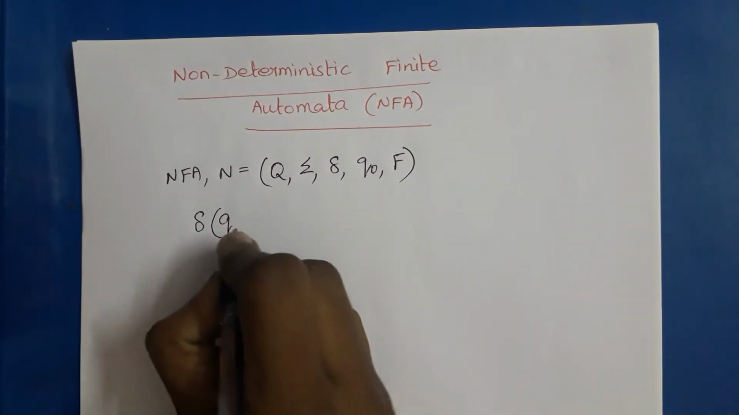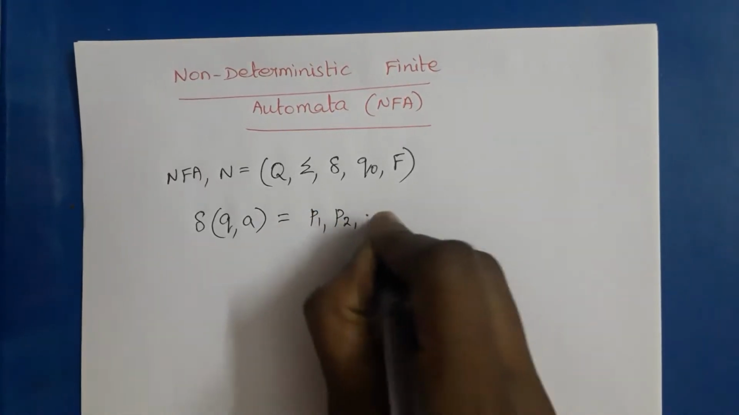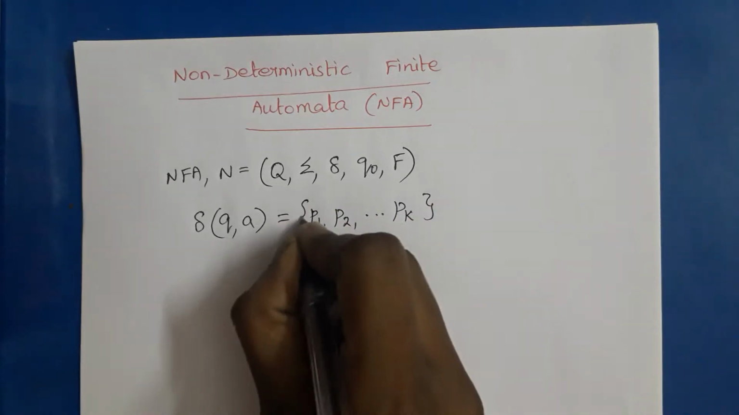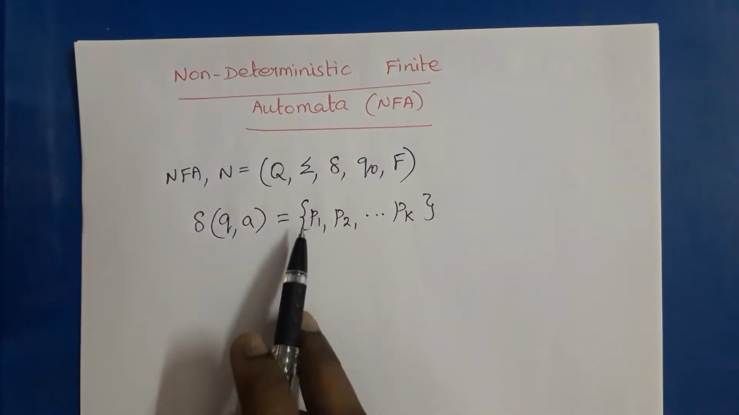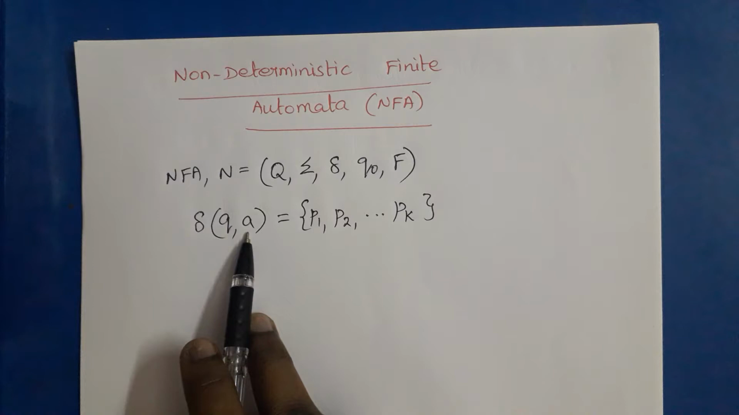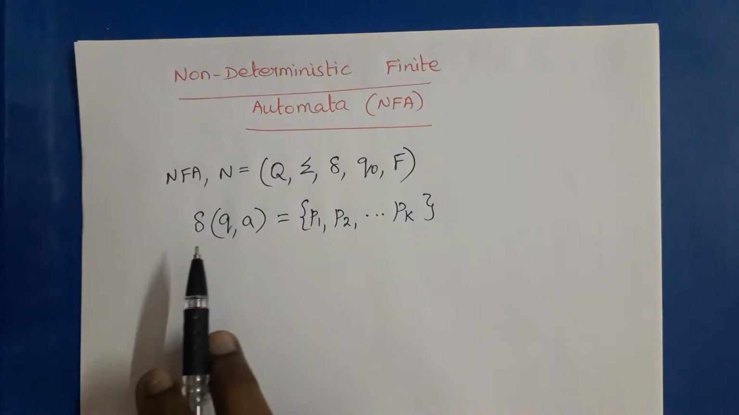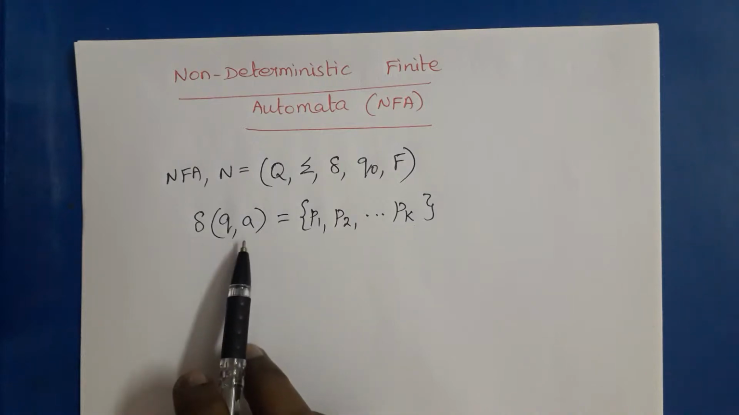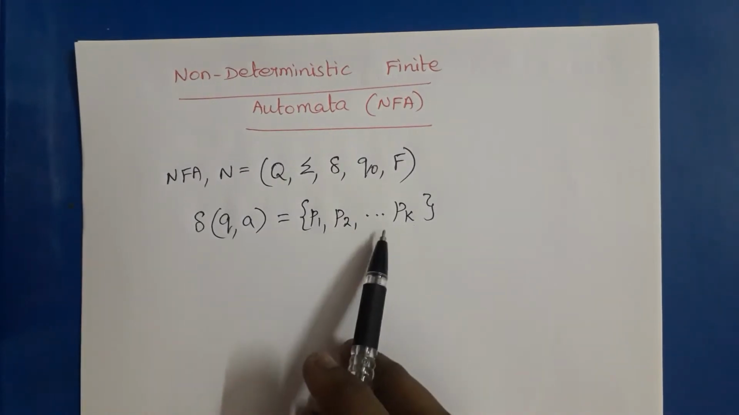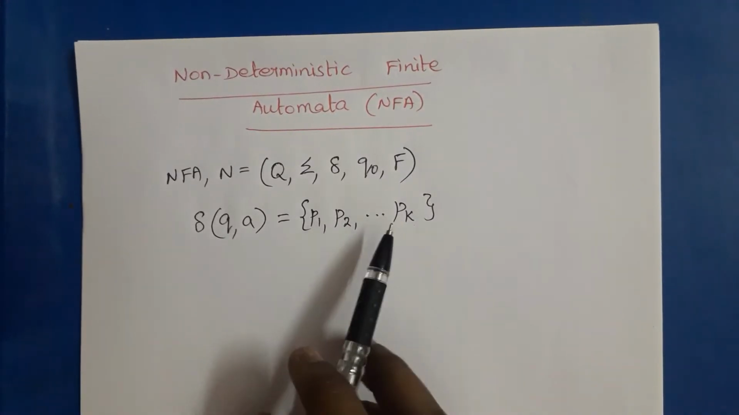So delta of Q comma A equals {P1, P2, ..., Pk}. In a deterministic finite state automaton, delta of Q comma A is equal to one next state, that is P alone. From the current state and input symbol, the DFA can have only one transition for the next state, but an NFA can be in 0, 1 or more number of states. So delta of Q comma A, from current state Q and for the input symbol A, can have any number of next states.